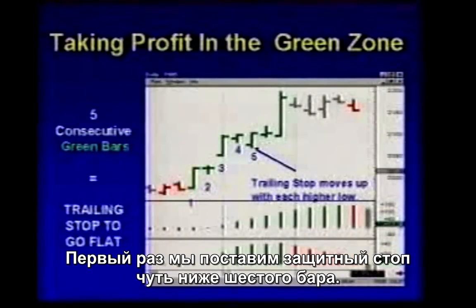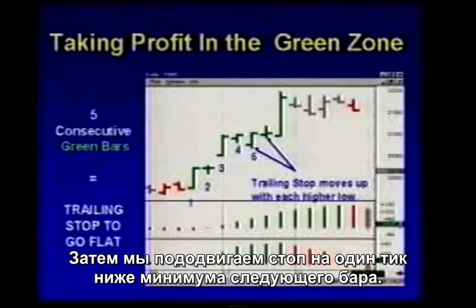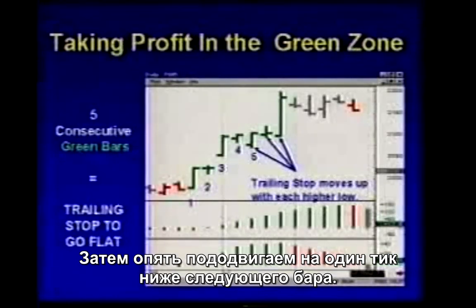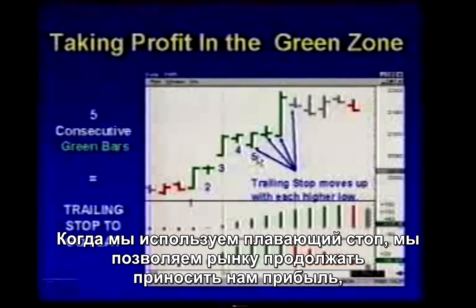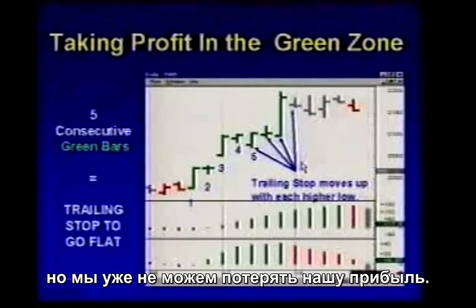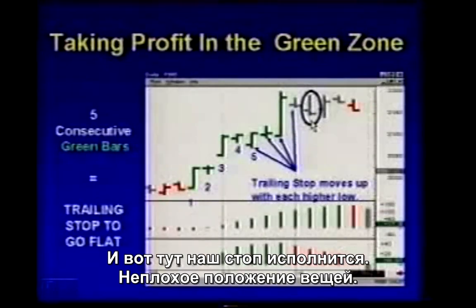And we use what we call a trailing stop. First one will be there once 6 is complete. Once 5 is complete and you're on the 6th bar, then it will move 1 tick below the low of the next bar. It will then move 1 tick below the low of the next bar. And then the next bar, 1 tick below that. Notice, so we're using a trailing stop. We're allowing the market to continue to give us profit, but we're not going to give any of our profit back. The next bar comes out, and look, that low is lower than the previous day's low. This is where we were stopped out. Not a bad place to be.